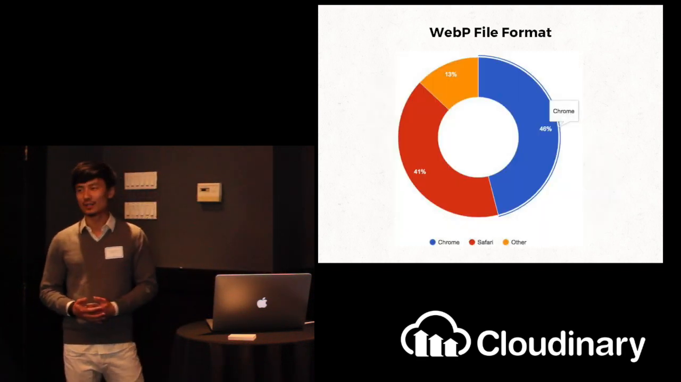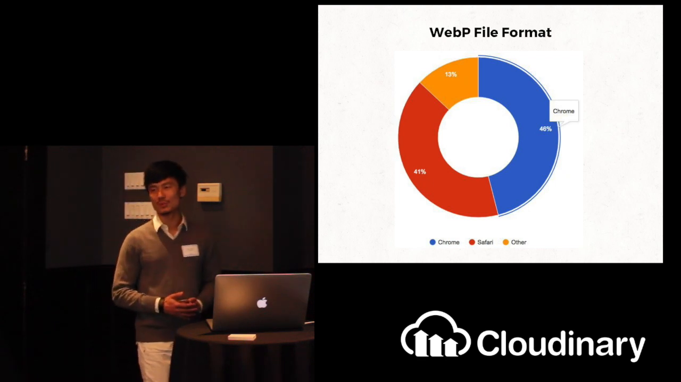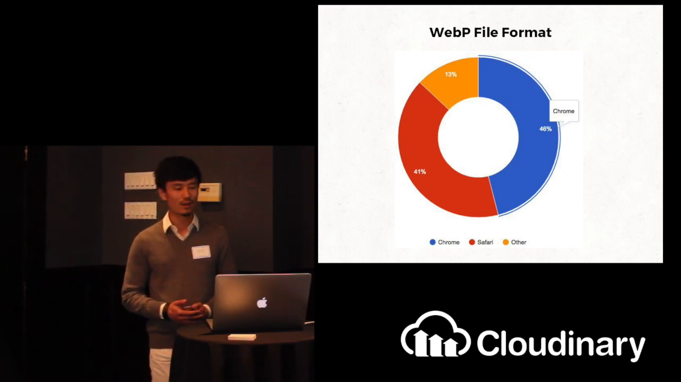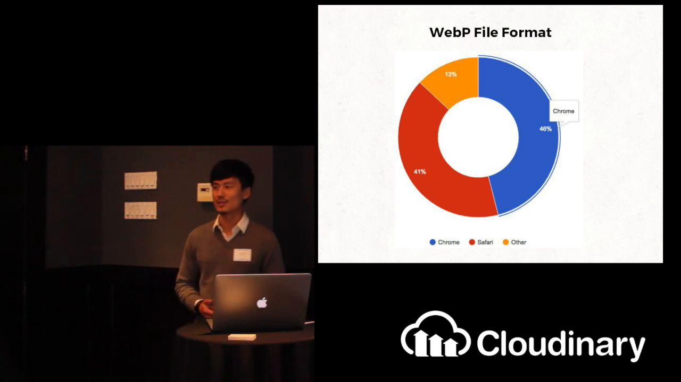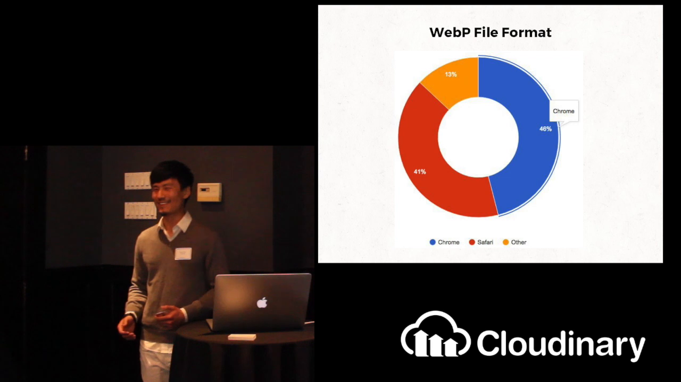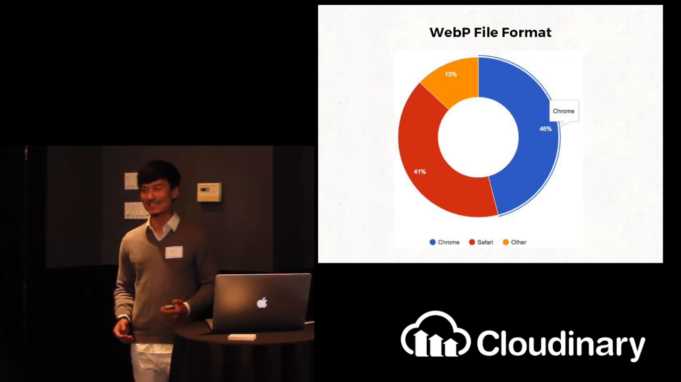Looking at Harmless traffic, Chrome accounts for 46% of all our users. One way to look at it is glass half empty. It's only 46%, let's not bother. The other way to look at it is glass half full. WebP makes our images load faster for half of our users.